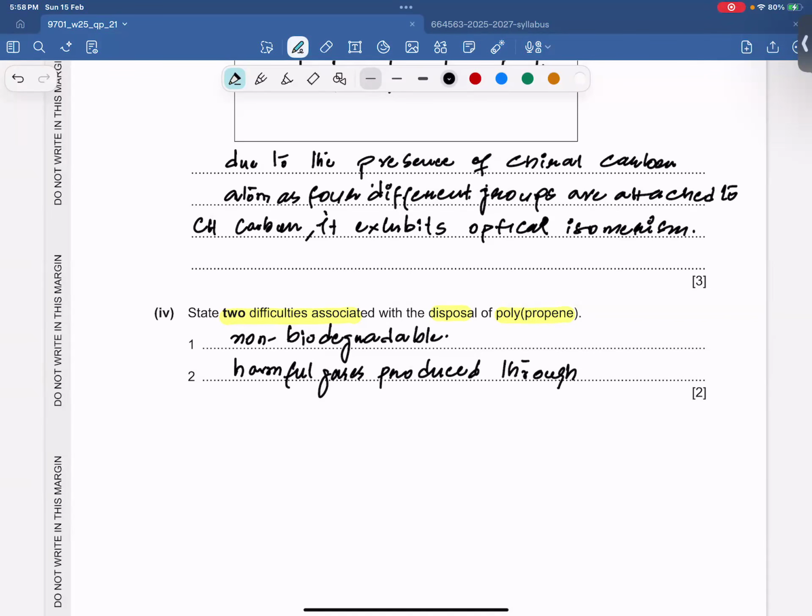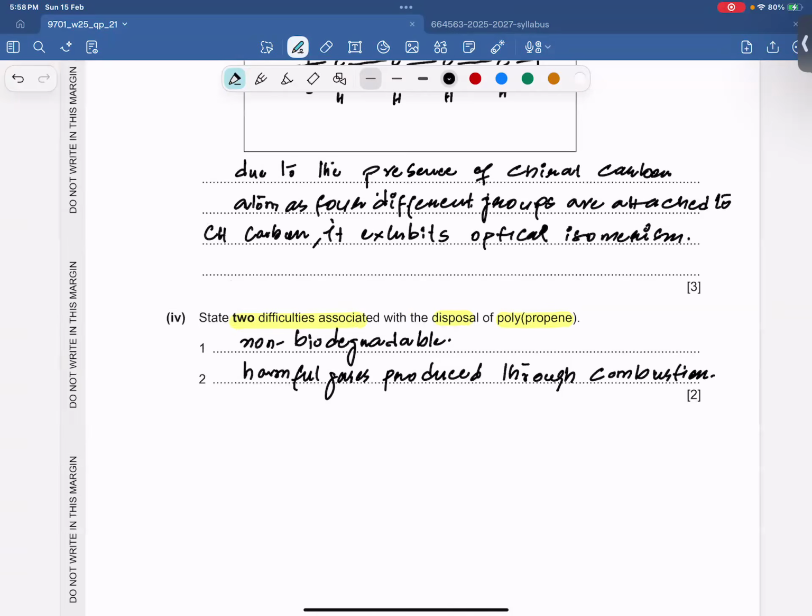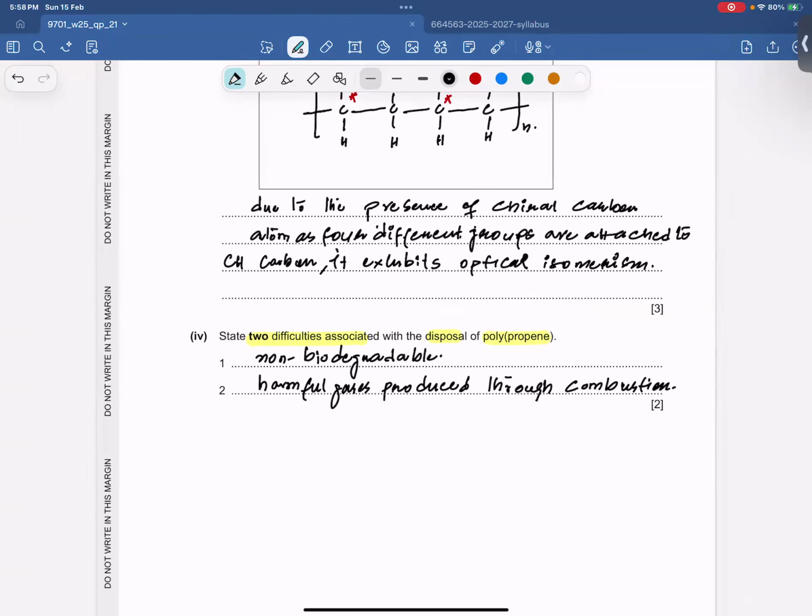And one of the most important harmful gases is carbon dioxide, which causes global warming. Non-biodegradable means cannot hydrolyze with water.